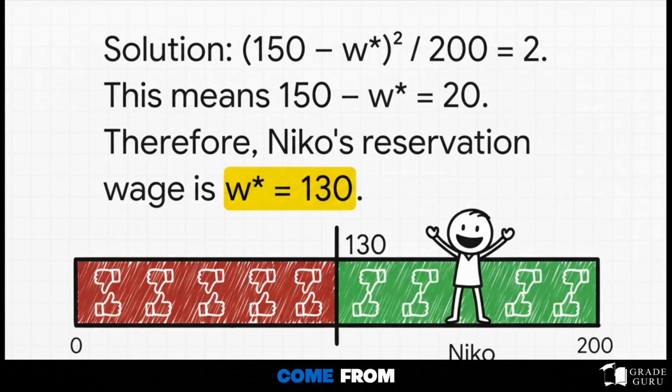So where's that formula come from? Well, it's basically the average gain you could get from another search times the chance you'll actually find a better offer. We set that benefit equal to the cost of 2, and then we just solve for W star. The calculation shows his reservation wage is $130, and that becomes his rule. He'll turn down any offer below $130 and accept anything $130 or higher.